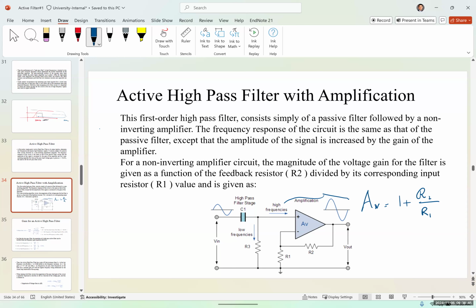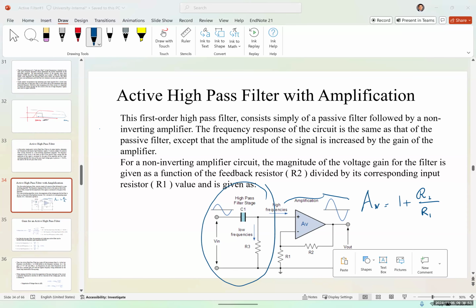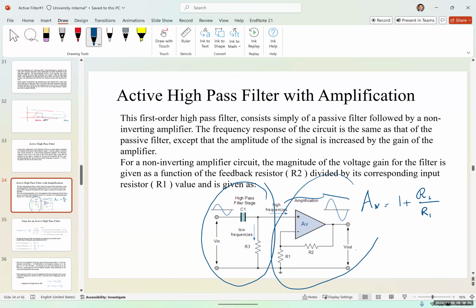So an active high-pass filter is a combination of a passive high-pass filter, which is this part on the left, and an active element which determines the gain. The active element usually doesn't have any effect on the cutoff frequency.